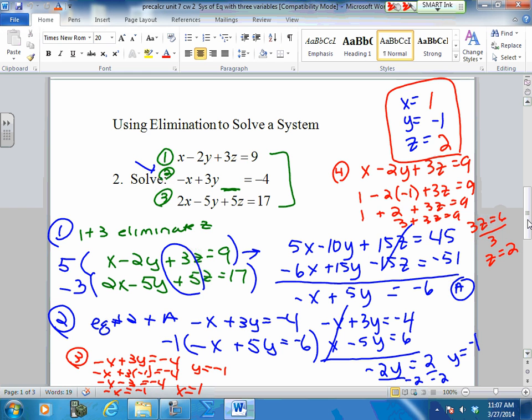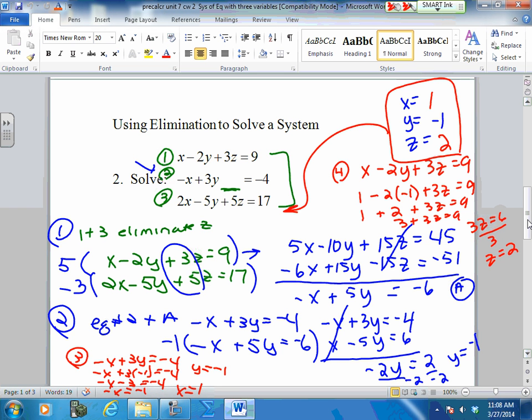Now, what happens sometimes is, if I didn't manipulate this last one, I can put all 3 of them into here, and that's my check. Whichever one you didn't manipulate at all, use that for your check. Don't use one of these that you changed, because you already changed those.